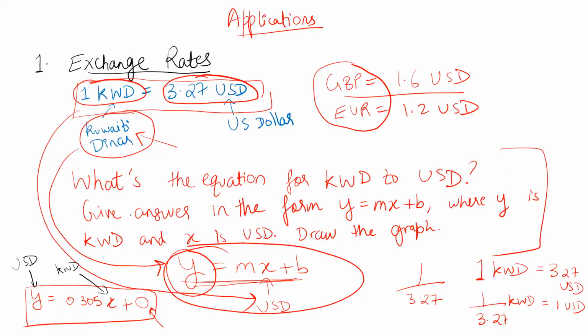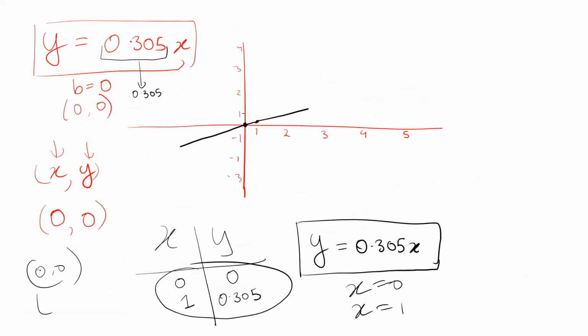Oh, sorry, this should be USD. My bad. Okay. So y represents USD and x represents KWD. And then we draw the line. We find the 2 points, x equals 0 and x equals 1, find the values of y for those 2 points. And then we just plot those 2 points, draw the line between them, and extend. Okay. Any questions about this?